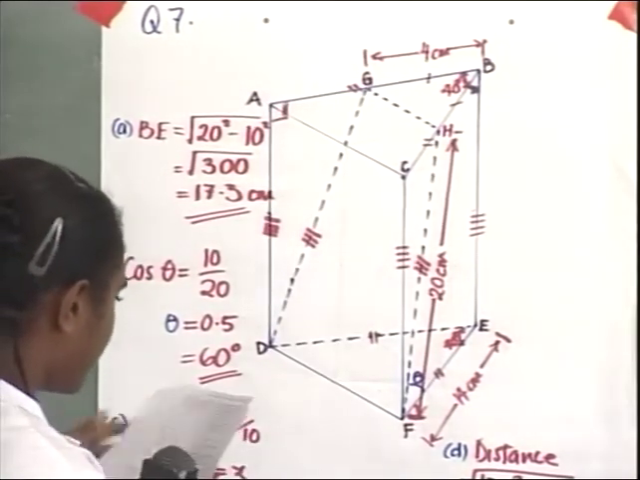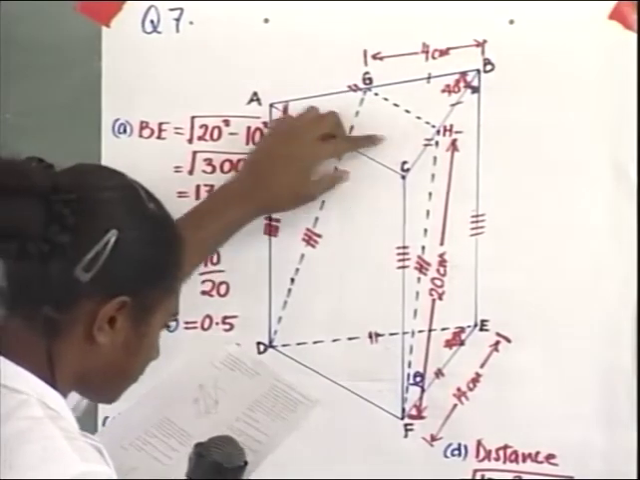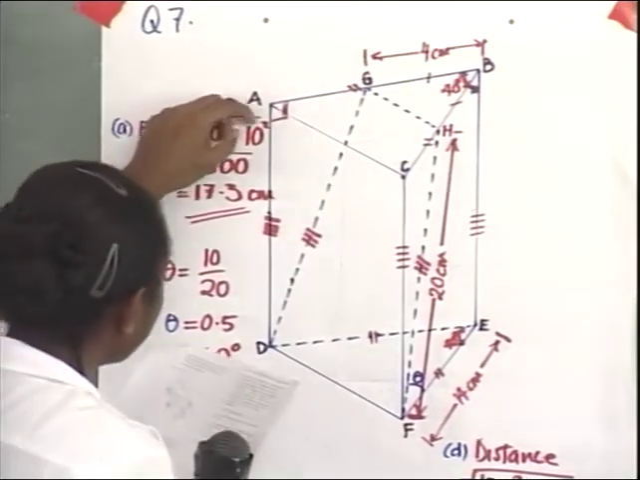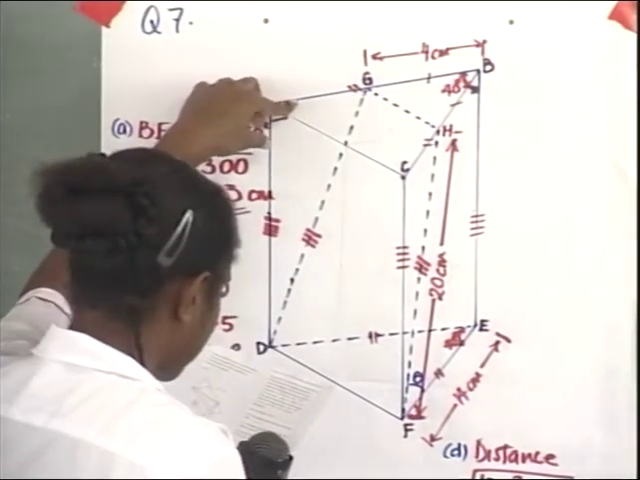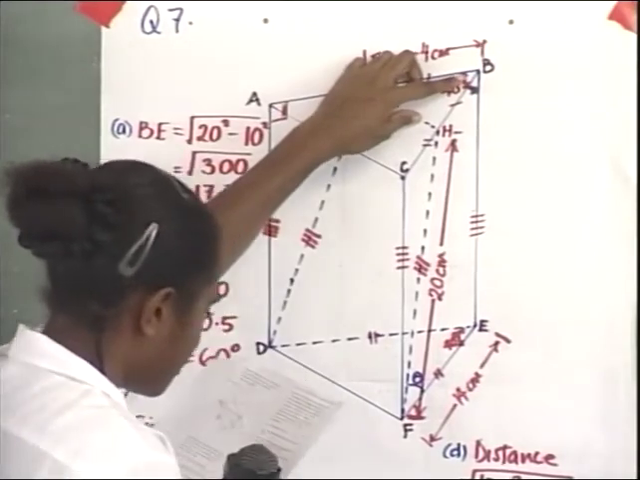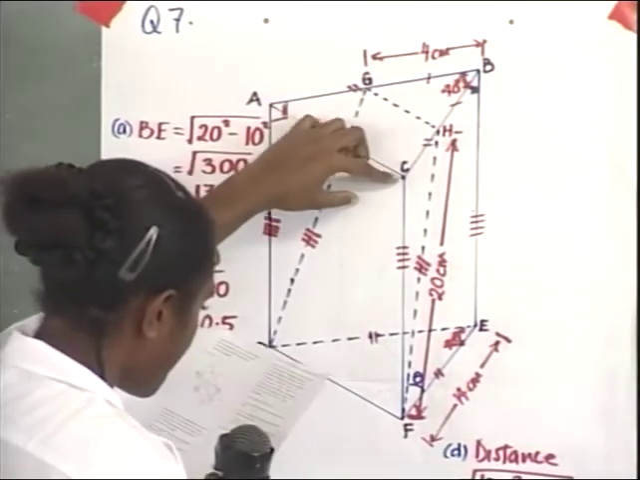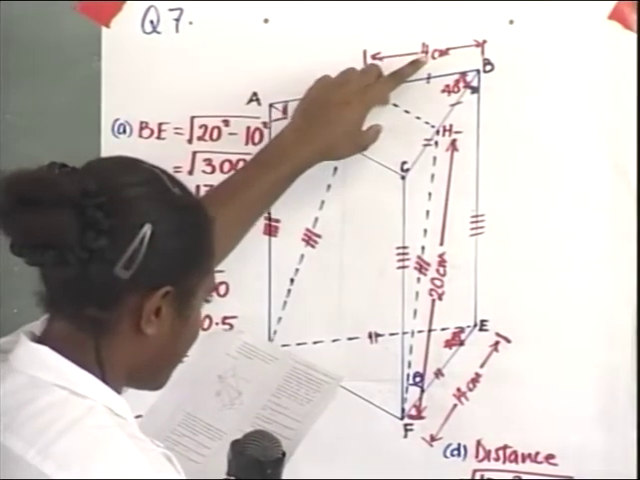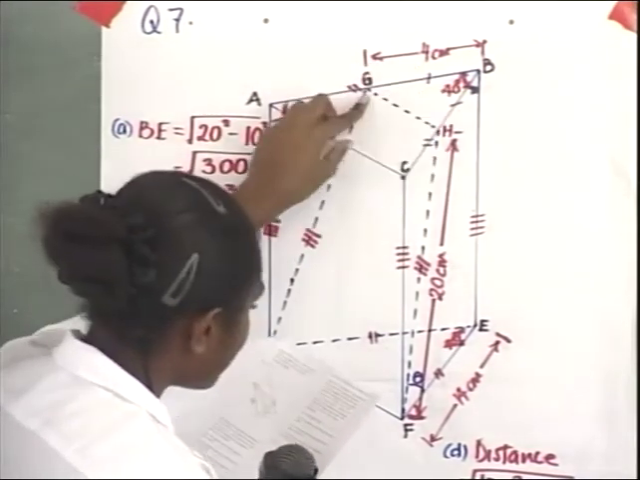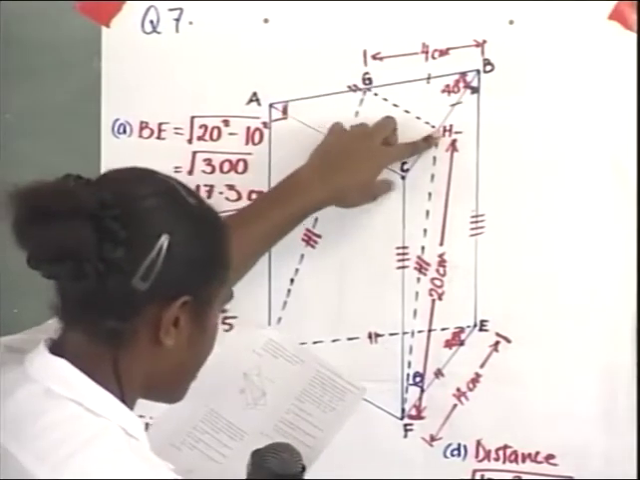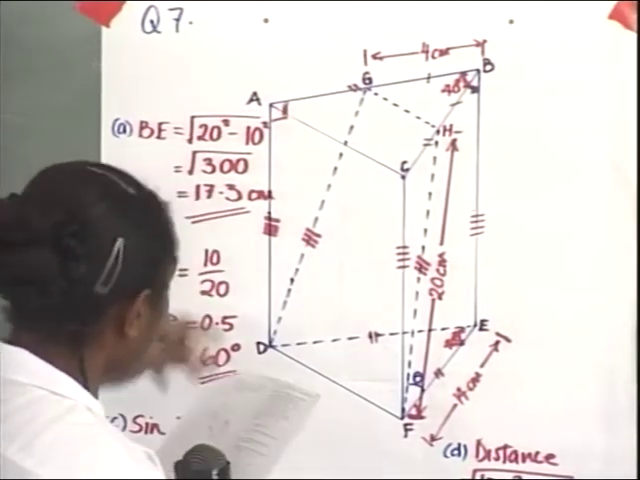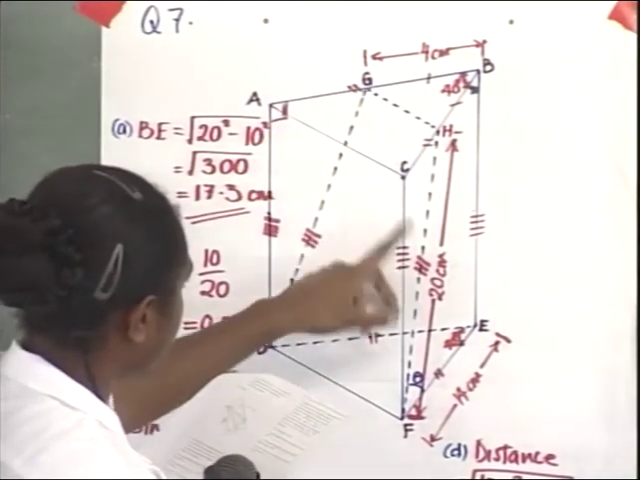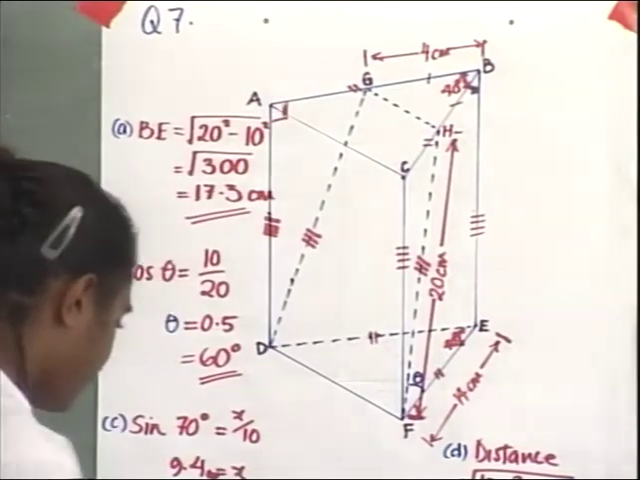The points G and H are on the edges AB and BC, respectively. BG equals BH, which equals 4 centimeters. DG equals FH, which equals 20 centimeters.